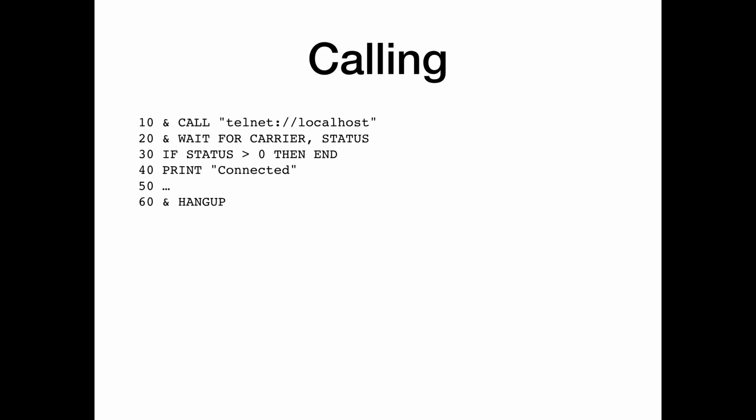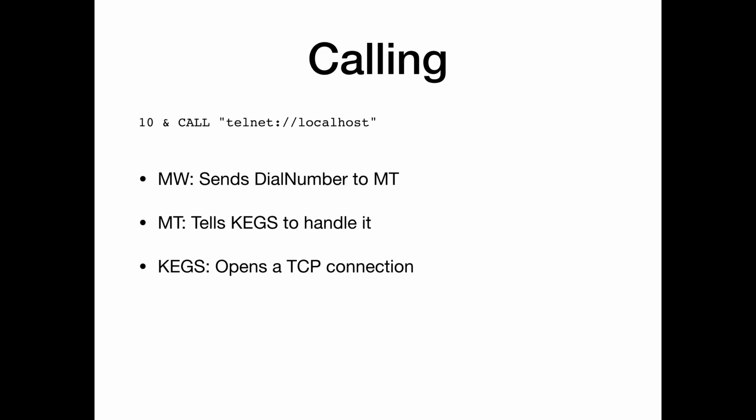So here is an updated program for calling with the new Modem Tool and Serial Tool. The only difference is we now call with a URL instead of a phone number. So Modem Works sends a dial number message to the Modem Tool. The Modem Tool tells KEGS to handle it. So KEGS sees the dial number message and opens a TCP connection. Both Telnet and SSH are supported.